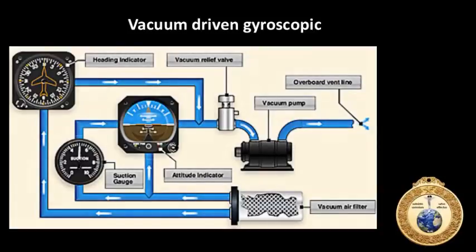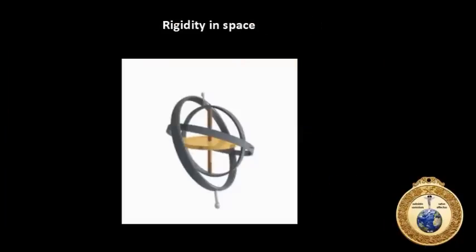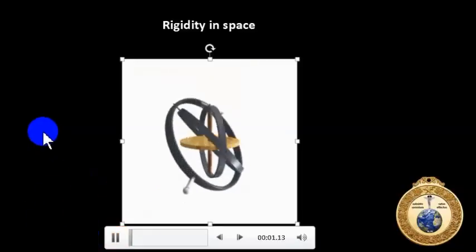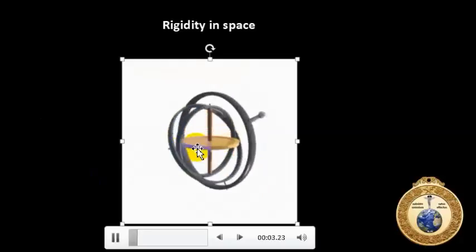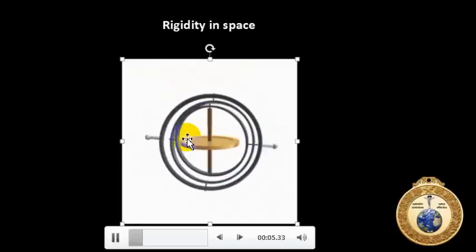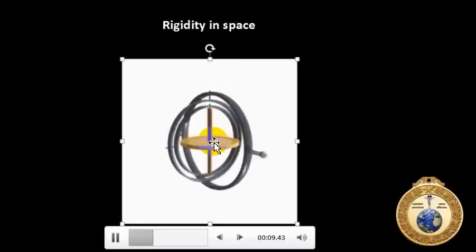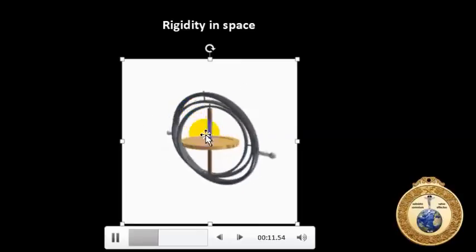Vacuum-driven gyroscopic instruments. Alright. I don't know if you know anything about a gyroscope, but I'm just going to jump here real quick and show. The gyro is in the middle, and it's spinning. It's a metallic object with a heavily weighted rim, and it's spun.